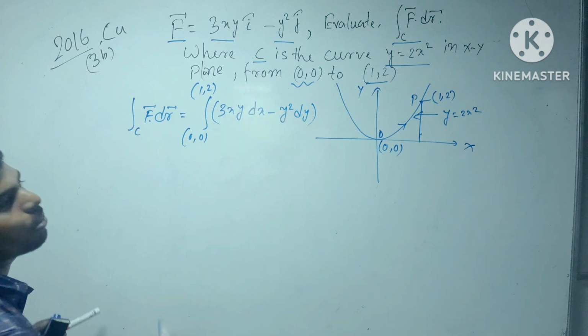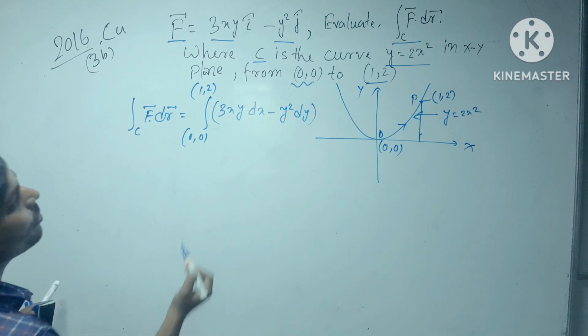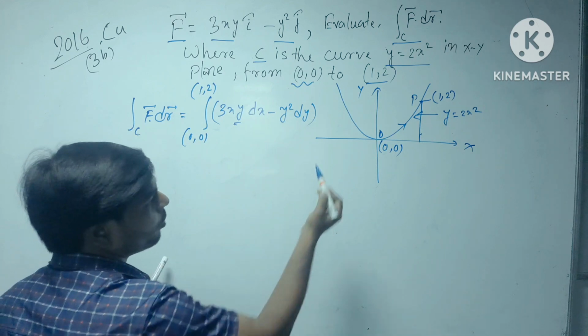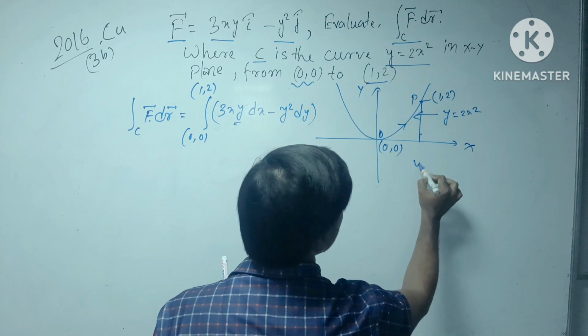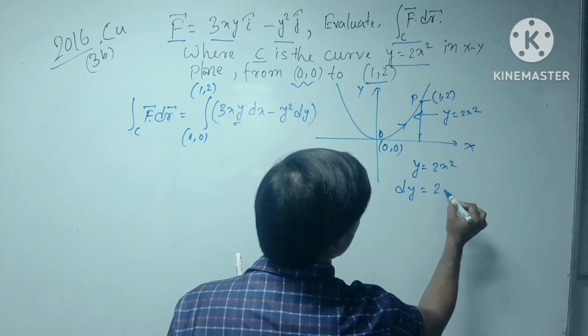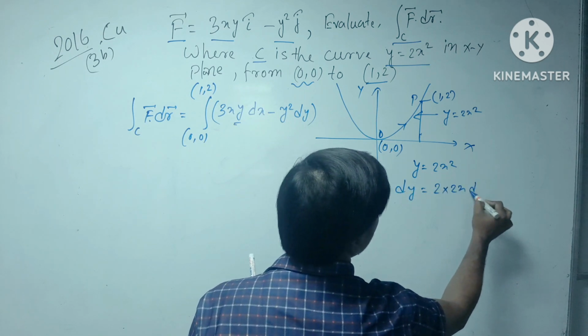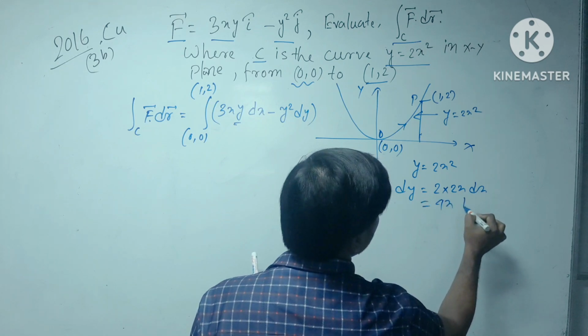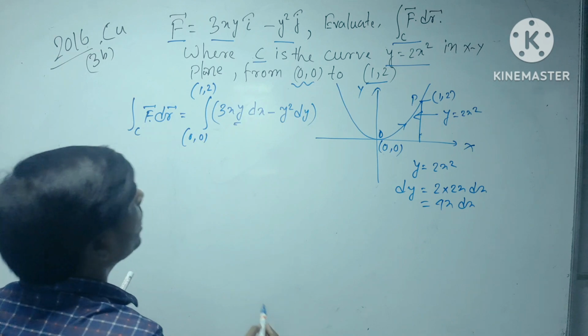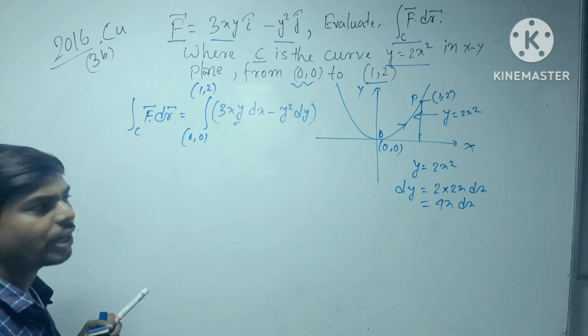So in this type of problem what do we have to do? For that problem, replace y by x terms. From the relation that is given, y is equal to 2x square, then what will dy be? dy is equal to 2 into 2x dx, that is 4x dx. So wherever you are finding y, use 2x square, and for dy use this 4x dx.